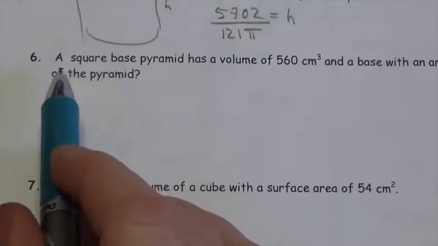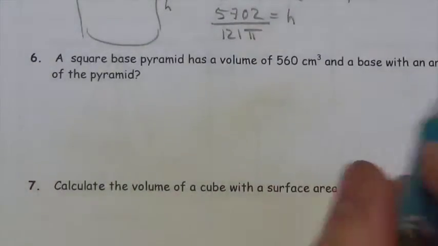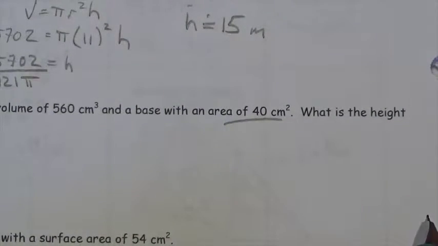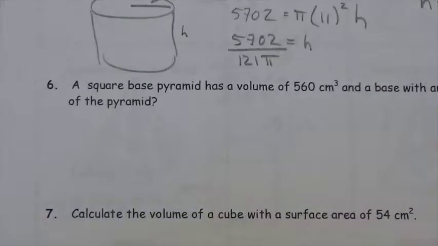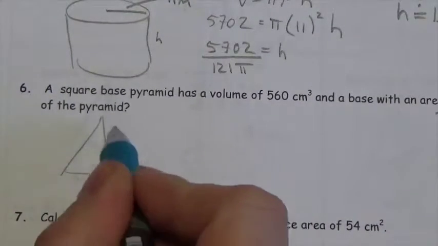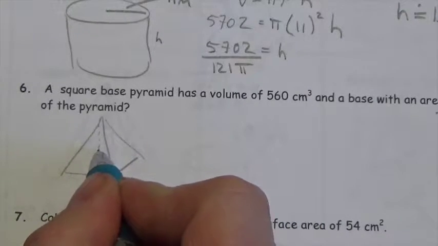Okay, in this question we read that a square-based pyramid has a volume of 560 centimeters cubed. It's got a base with an area of 40 centimeters squared. What is the height of the pyramid? All right, they set this up really nice for us. We've got this square pyramid, and we are trying to get the height of the pyramid.